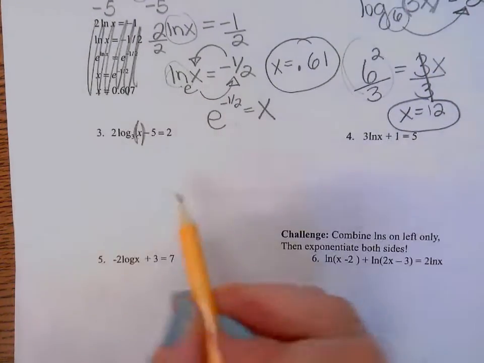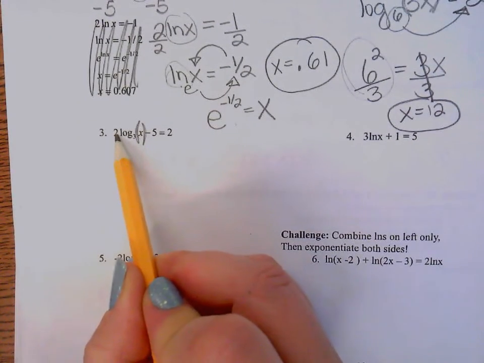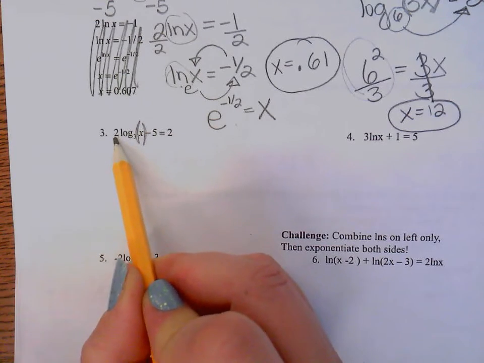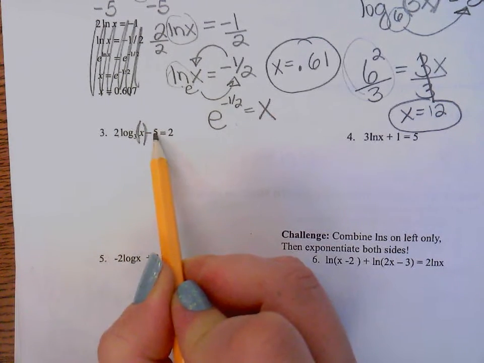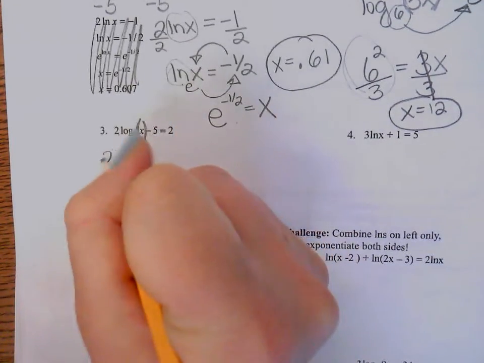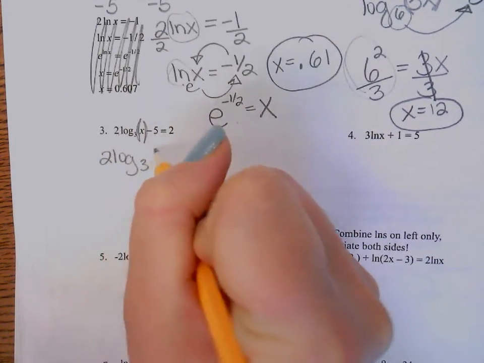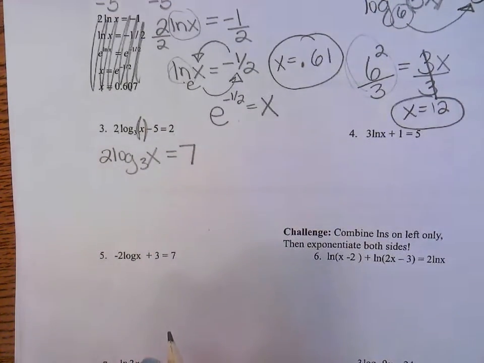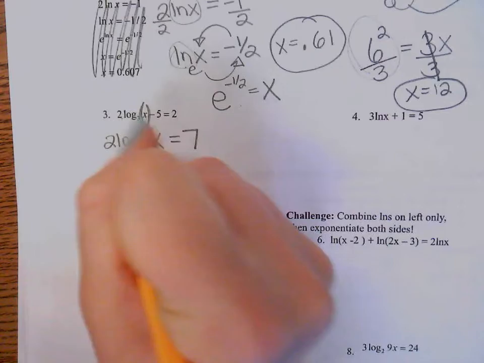Do you see how I put the 2 intentionally in front as a coefficient? I didn't write x times 2. So the 2 is outside the log, the negative 5 is outside the log. So my first step would be to add 5 to the other side. So order of operations, I'm going to add 5 to the other side. That gives me 7. Then divide by 2 to the other side. So that gives me 3.5.